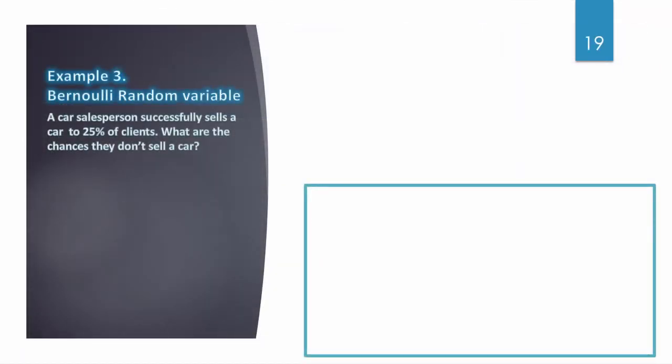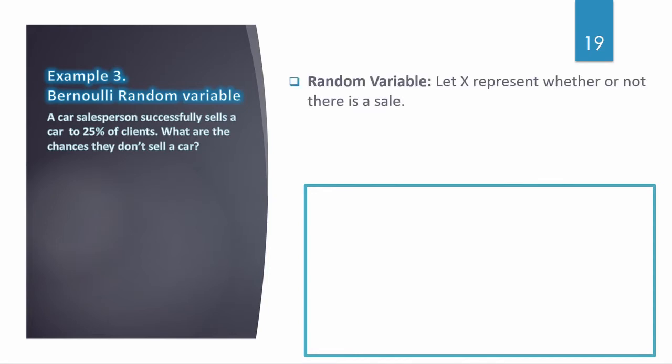So I'm going to give you a very simple example of a Bernoulli random variable here. You're going to think it's quite a derivative example, but you'll see why we're going to use this going forward. Let's focus on a car salesperson that sells a car 25% of the time to a customer. Very simple probability question here: what are the chances that they do not sell a car?